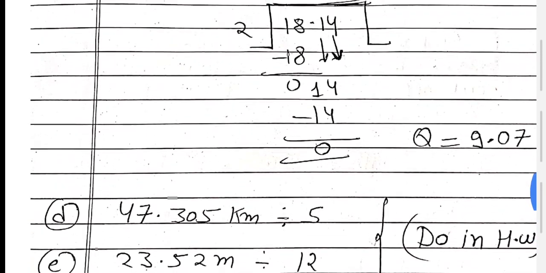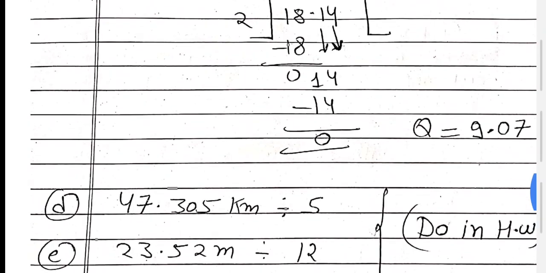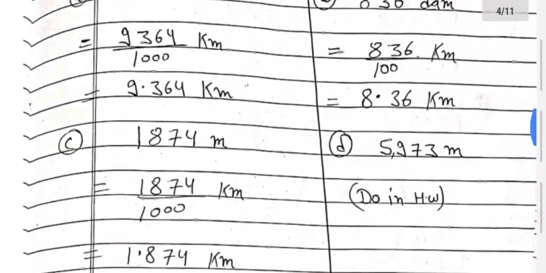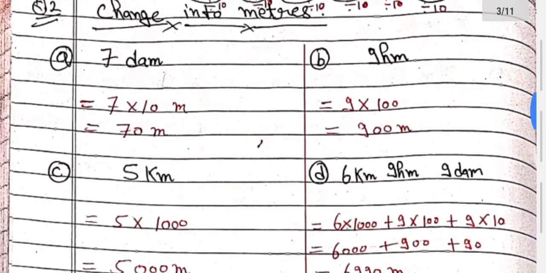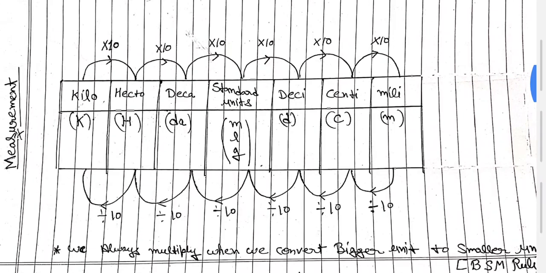If anyone has any doubt in any question, you can ask me now. In your next class, you have to solve real life problems and the next exercise. Your class is over now. But the important thing is this table. All of you remember this table very carefully. If you know this table, you can solve all the questions of this chapter.